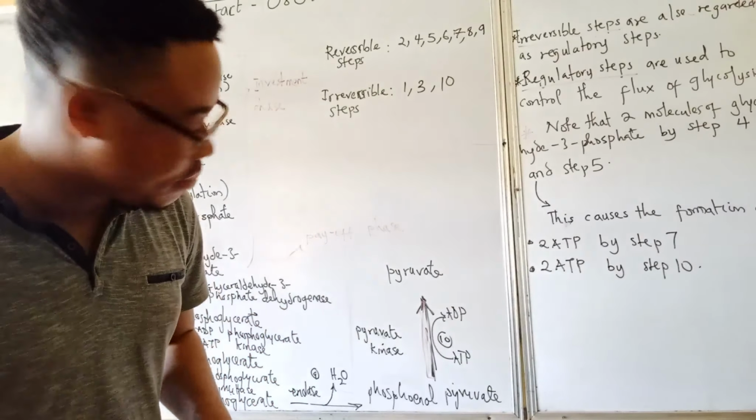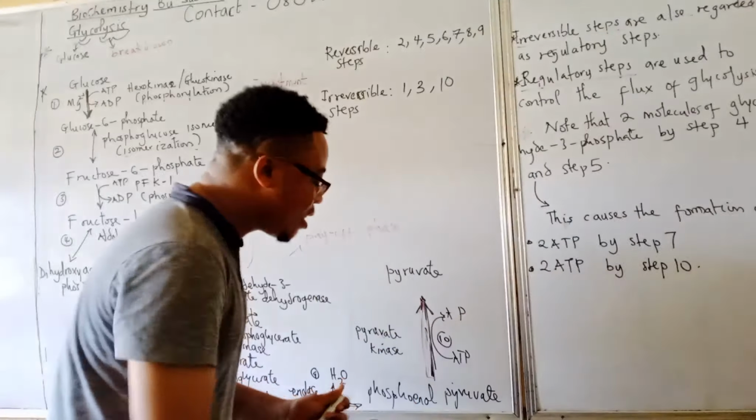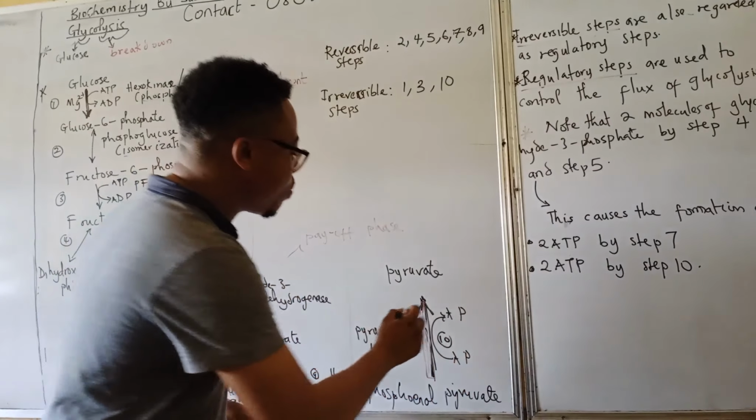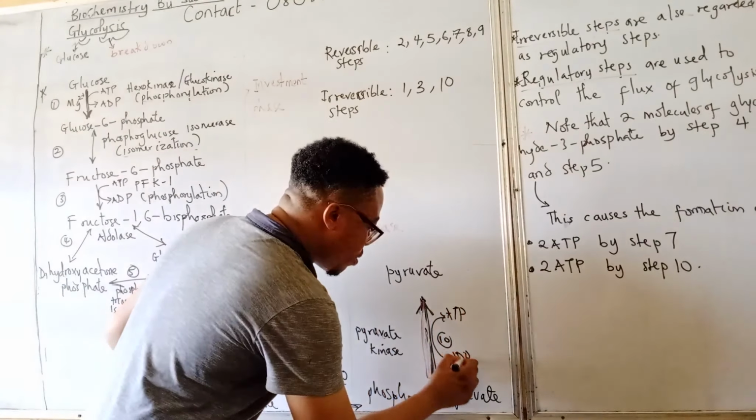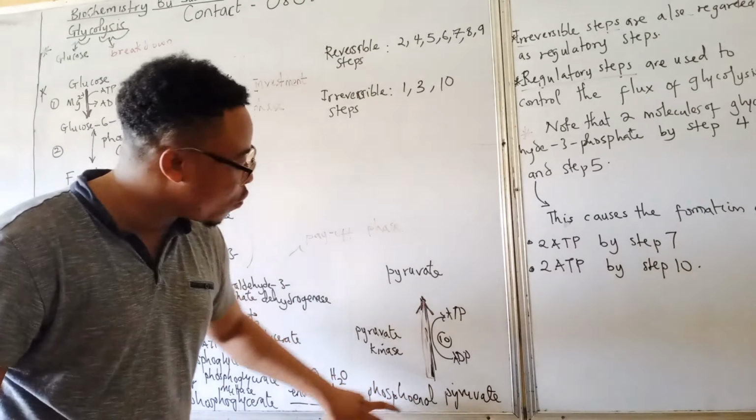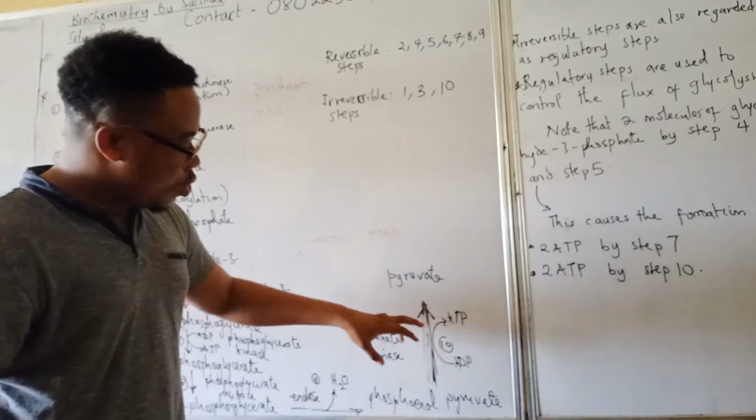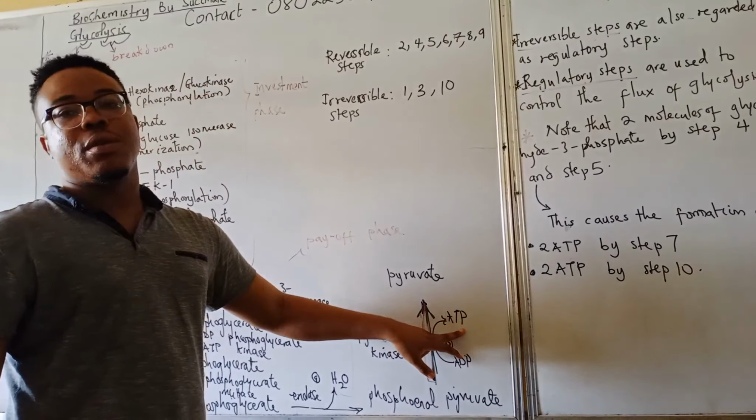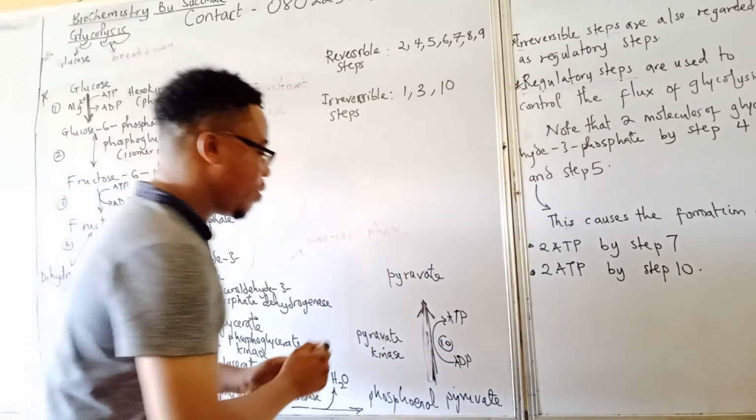This is the last step in which ATP is produced. Please take note. It is produced whereby a phosphate group is transferred from phosphoenolpyruvate to ADP to form ATP. Please take note of that. I beg you, take note of that, please.